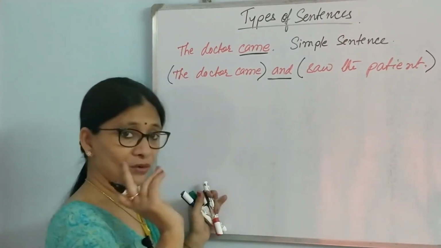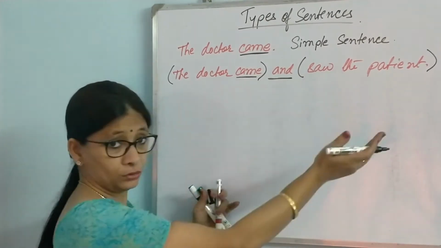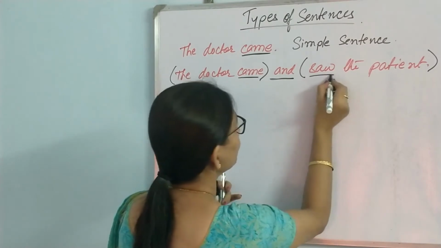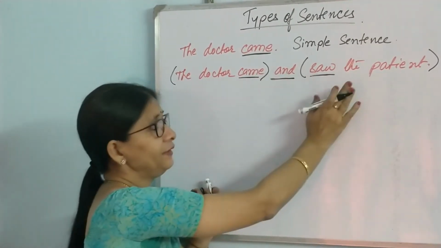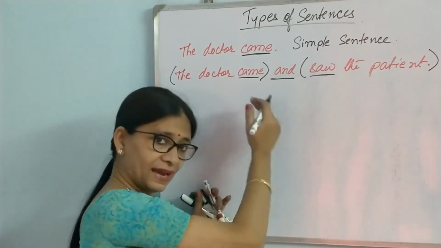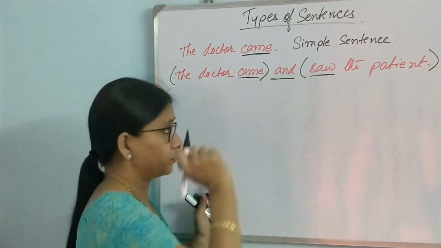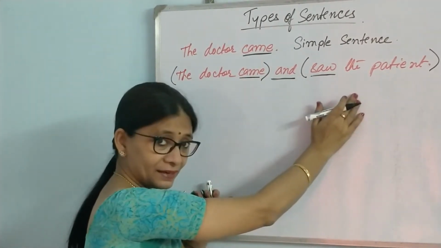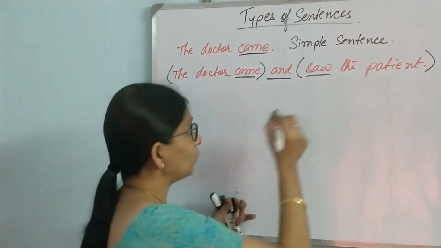So, how many verbs are there? Let us see. Both are sentences in their own right, so they will have verbs. Saw is the verb here. They have a subject, the doctor, and here also. And saw the patient means and the doctor saw the patient. That is how it is written, isn't it? This kind of sentence which has got 2 independent sentences joined with a conjunction is known as a compound sentence.